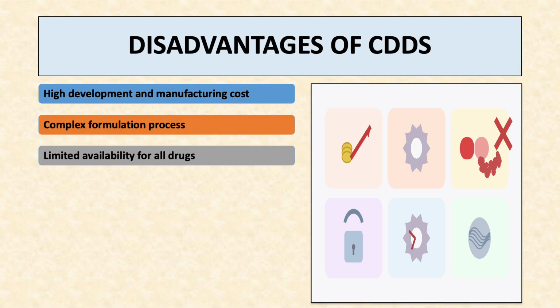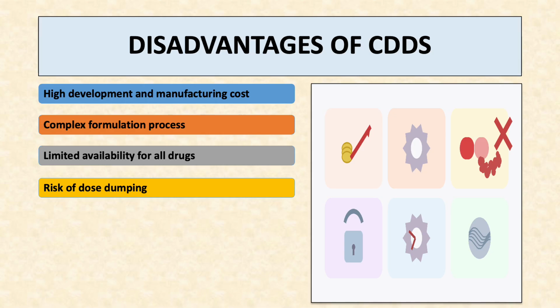Third, limited availability for all drugs. Not every drug is suitable for controlled release. Drugs with very short half-life, very high dose requirements, or poor stability in GI fluid are often unsuitable.